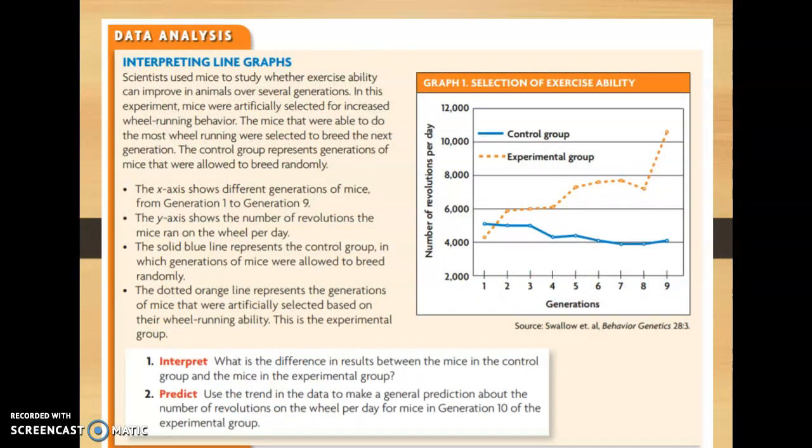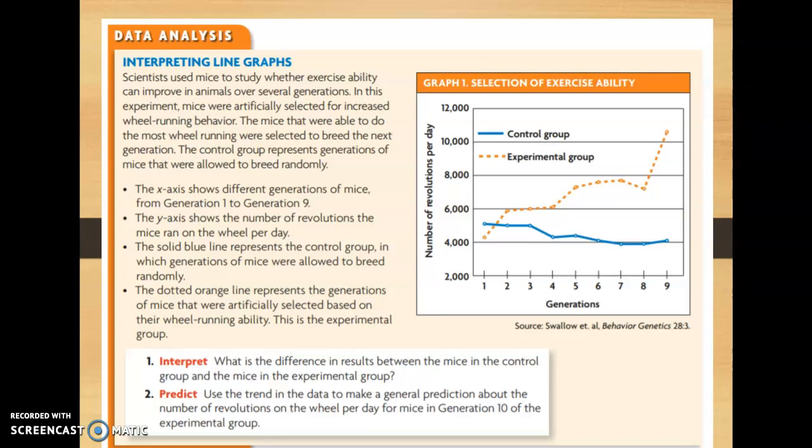Now, what I have for you here is just a little practice to see what you can do with interpreting this graph. So we're interpreting line graphs. Scientists use mice to study whether exercise ability can improve in animals over several generations. In this experiment, mice were artificially selected for increased wheel running behavior. The mice that were able to do the most wheel running were selected to breed the next generation. The control group represents generations of mice that were allowed to breed randomly.